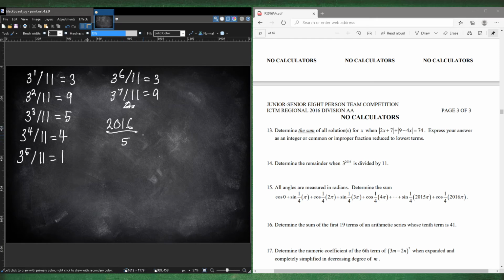So if we have the power of 2016, since it cycles every 5 times, well, 2016 divided by 5 is just 403, and then 5, and then 1. Because that's 2015 plus 1, 2016. So that means the remainder right here is 1. So if it cycles 403 times and it stops at the first one, the first one is 3, so your answer is 3.